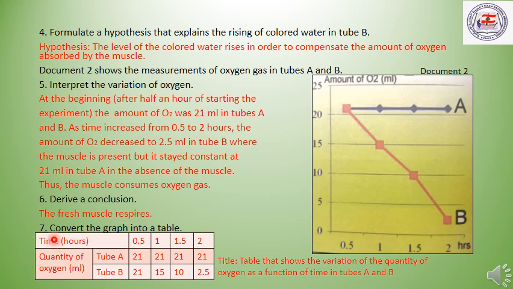Question number 7. Convert the graph into a table. The first row is supposed to be the x-axis. The second row is supposed to be split into two rows where we have the quantity of oxygen for tubes A and B. The title is: Table that shows the variation of the quantity of oxygen as a function of time in tubes A and B.